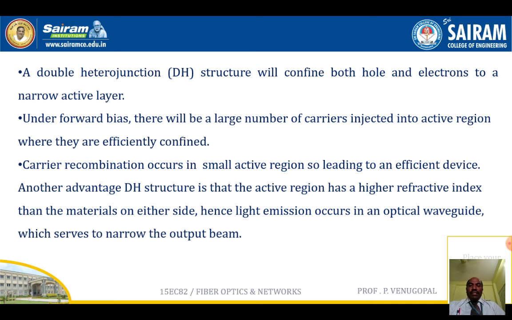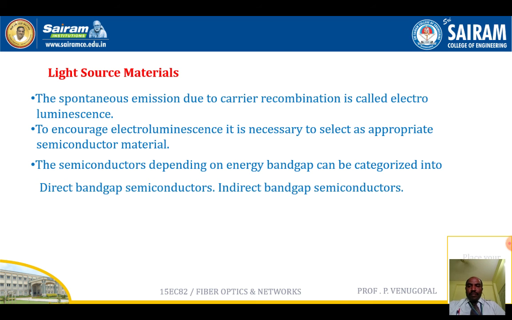Under forward bias, a large number of carriers are injected into the active region where they are efficiently confined. Carrier recombination occurs in the small active region, leading to an efficient device. Another advantage of the DH structure is that the active region has a higher refractive index than the material on either side. Hence, light emission occurs in the optical waveguide, which serves to narrow the output stream.